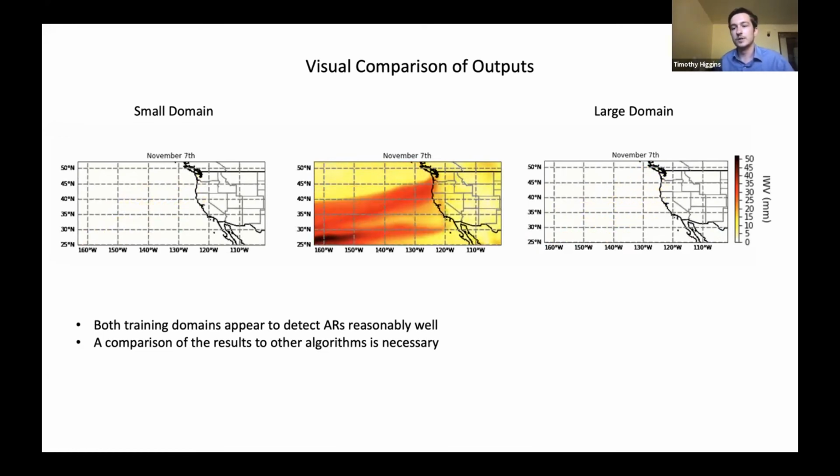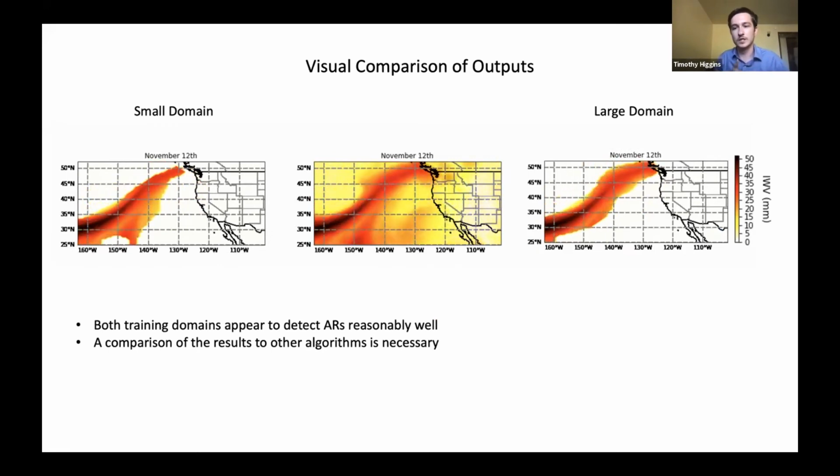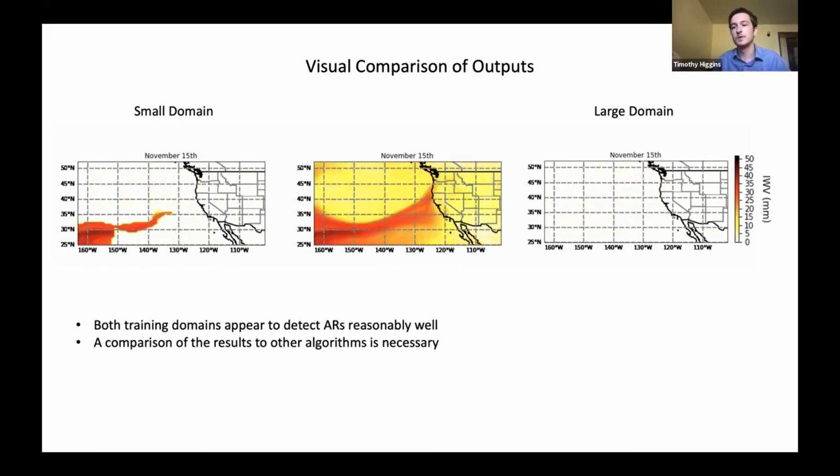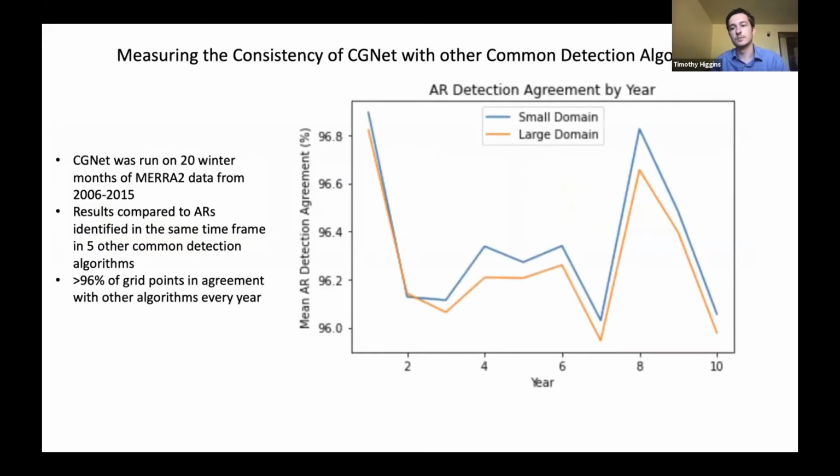since there is no real truth as to what an atmospheric river is and what it's not, according to empirical heuristics, since there's no really strict definition, the best I could really do was compare it to other popular detection algorithms. So I trained CGNet again on 20 months of MERRA-2 data from 2006 to 2015, and then compared those results to the average results of 5 other popular detection algorithms.